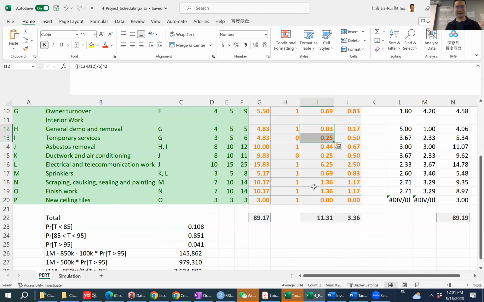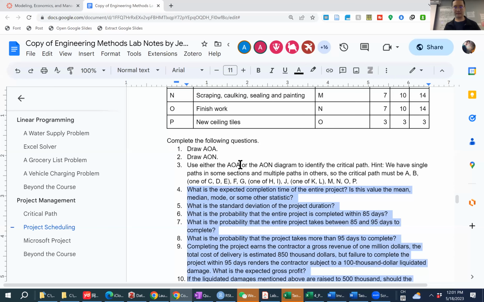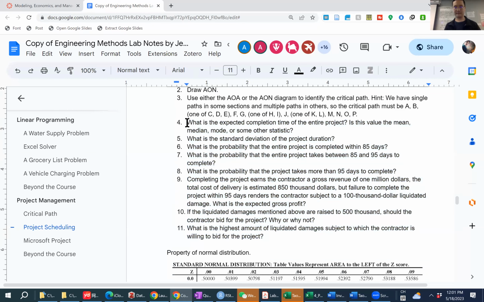Any questions regarding questions 4 and 5, when we calculate total duration and standard deviation? Any questions? Okay, good. Now let's move on to probability.